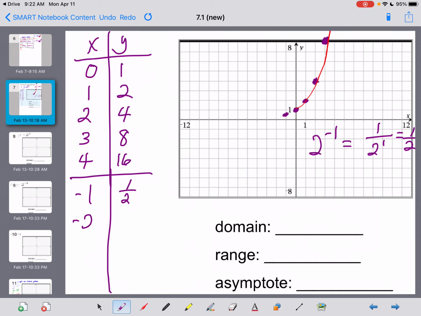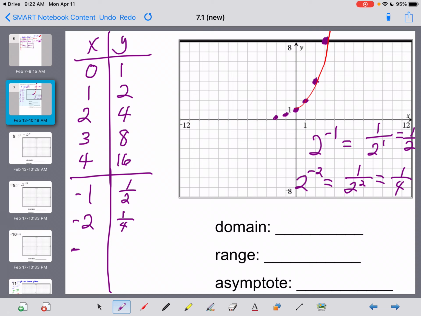If I put in a -2, we're taking 2 to the negative second power. So that's a 1 over 2 squared. The exponent becomes positive when we move it down to the bottom, and we end up with 1/4 for that y value. So -2 and 1/4 is right about there.